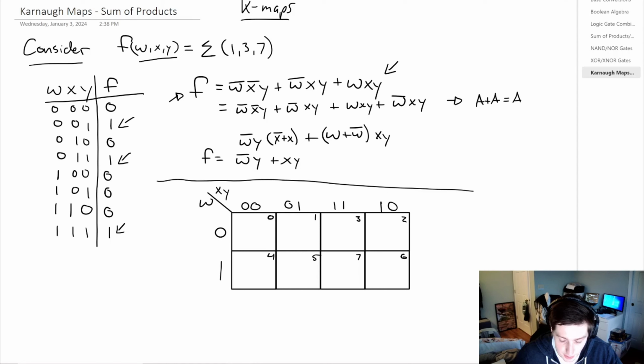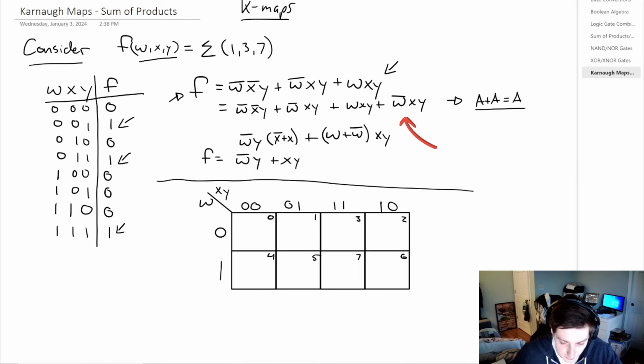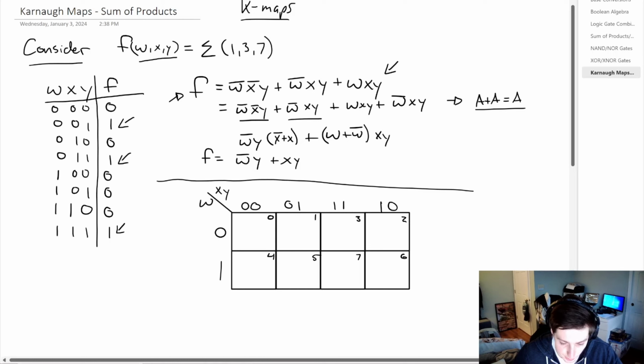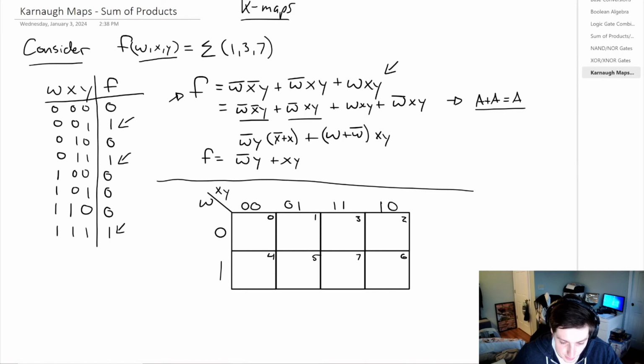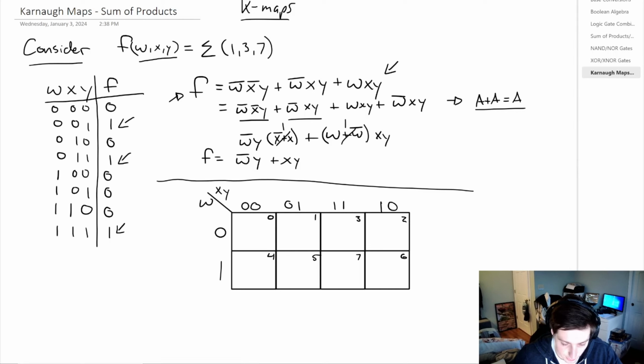Now we're going to use the property of a plus a is equal to a, and simply duplicate this w bar xy term and add it on to the end of this equation. And now we're going to carry through with our Boolean algebra simplification. So we can group these first two terms to have w bar y times the quantity of x bar plus x. We know that this is going to be equal to 1. And then our second term is going to be w plus w bar in parentheses times xy, where again, this term is equal to 1. So our function is given by w bar y plus xy.